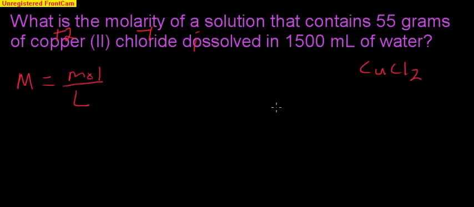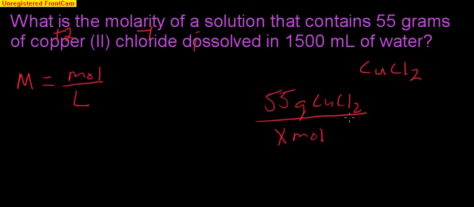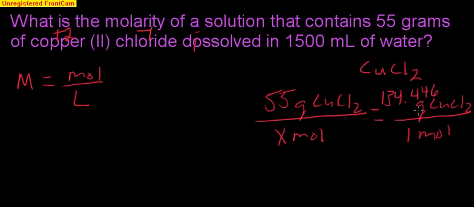So let's set up a ratio. We're going to say 55 grams of CuCl2, and we want to find out how many moles that is, so I'm going to say x moles. Over here to the right, because I've got grams of CuCl2 on the top, I'm going to keep grams of CuCl2 in the top, and in the bottom, I'm going to put 1 mole. So I need to calculate the molar mass of copper chloride, which is 134.446 grams. If you add up the mass of copper and add the mass of 2 chlorine atoms, you will get this. So this is the molar mass of copper chloride.